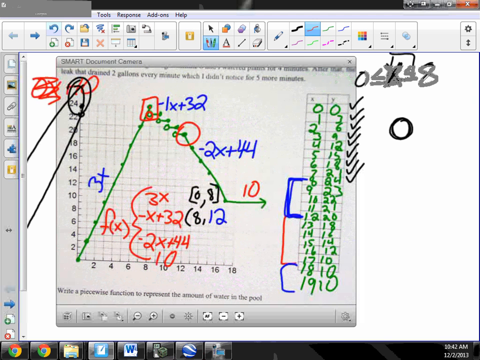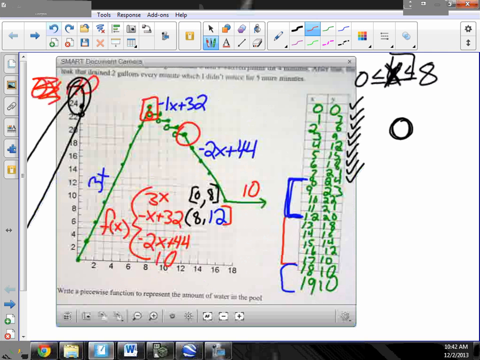So if I want to include the 12 in the first one, that's fine. If I want to include it in the second one, that's fine. But you can't do both. It can't belong to both sides. It has to belong to one or the other. So let's give it to that function. Now we move on to function 3, the leaking pool function.